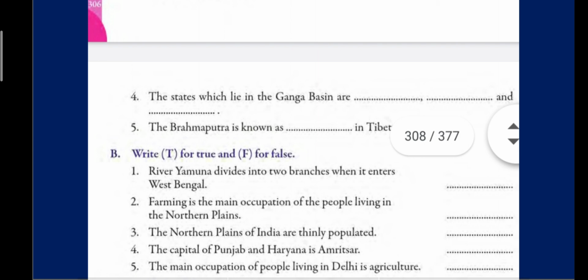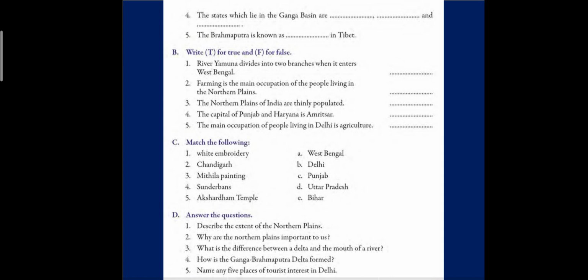Now number 4, the capital of Punjab and Haryana is Amritsar. Again the answer is false. Number 5, the main occupation of people living in Delhi is agriculture. Again the answer will be false. So except number 2, all the answers will be false. Only 2 is true and the rest are false. So true and false is also over. Now we will move on to match the column.